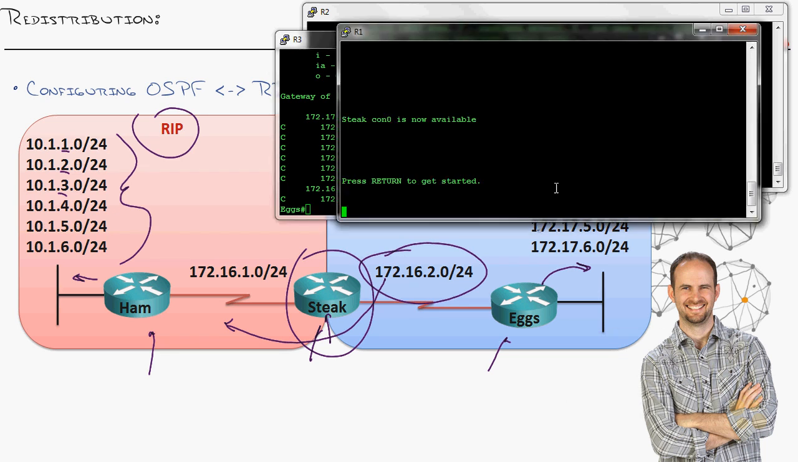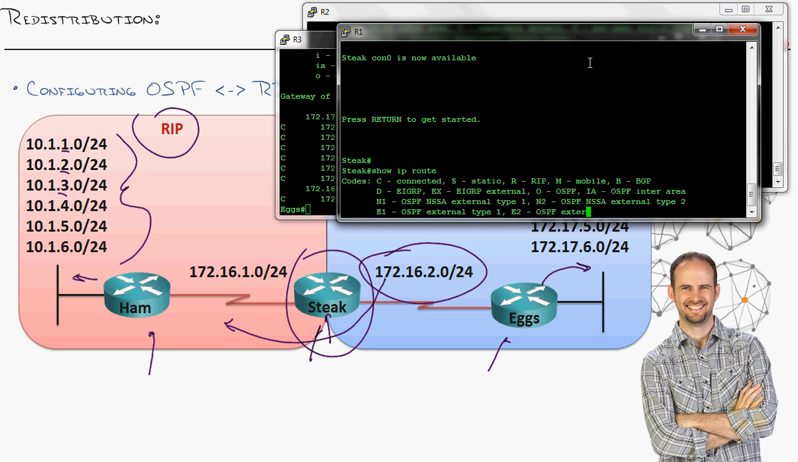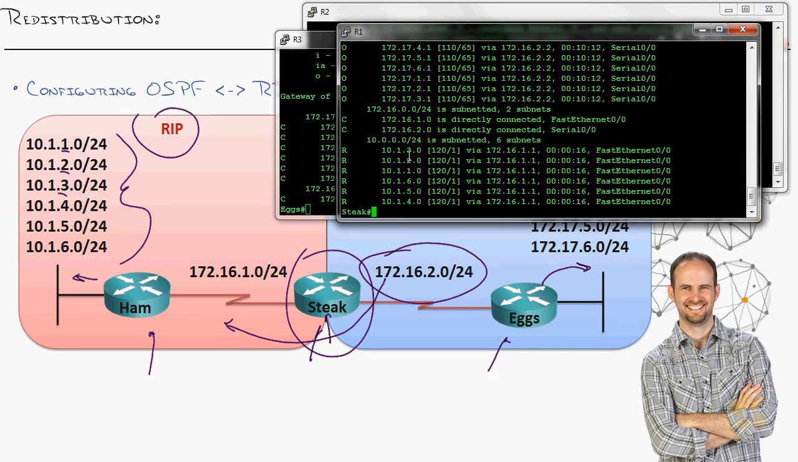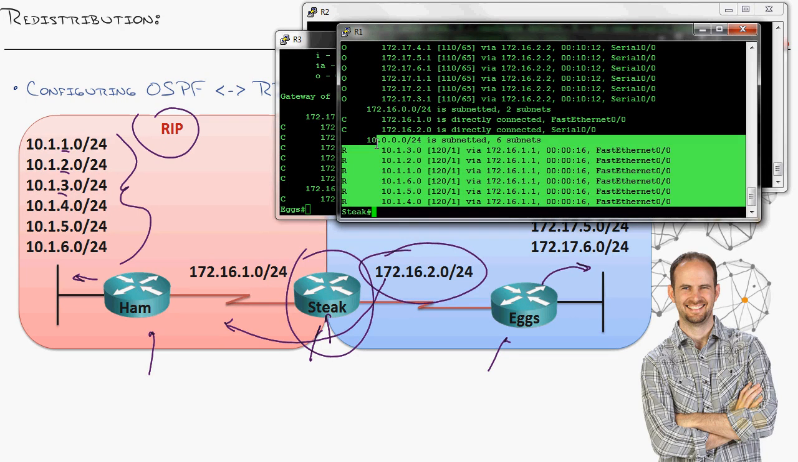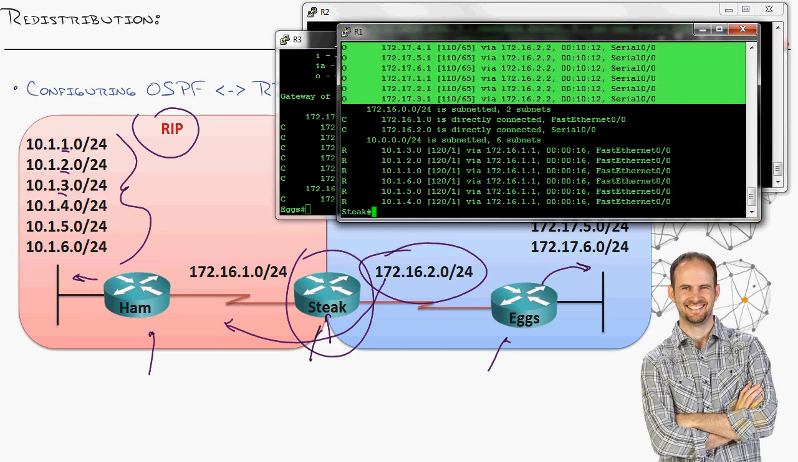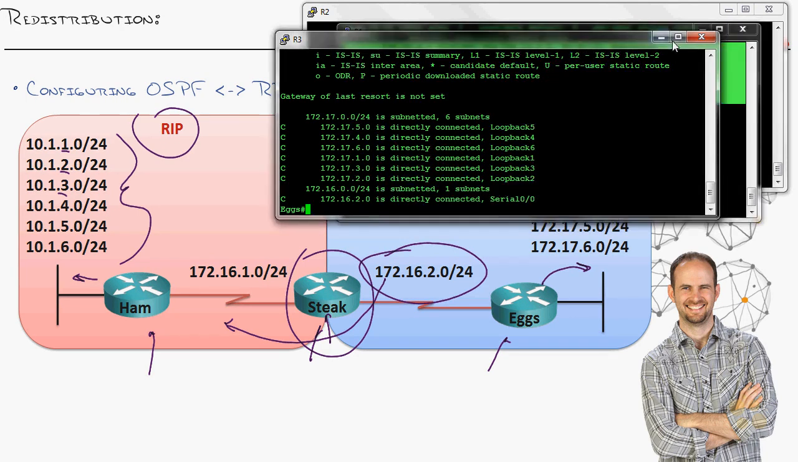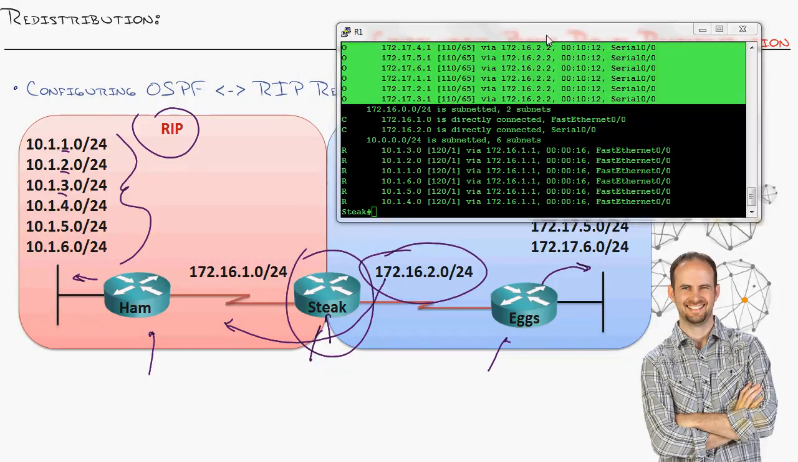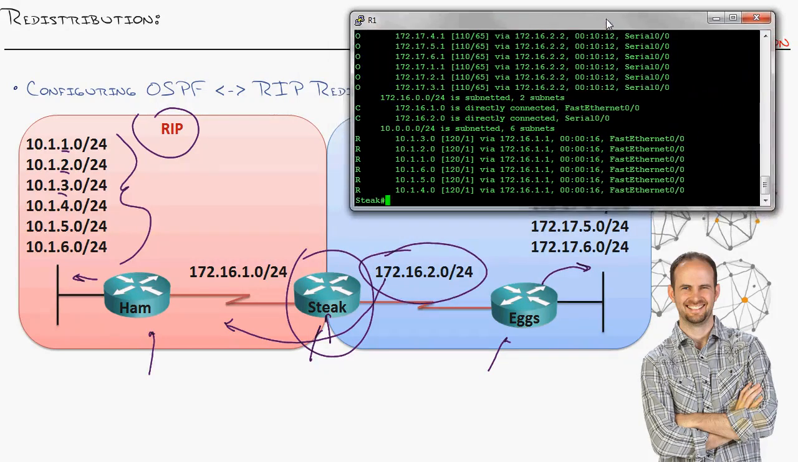And then over here in the middle lies steak, who knows about everything. So I'll do a show IP route. He is informed because he's running both OSPF and RIP. He's getting all these from ham, all these from eggs, right? Everybody feeling good about where we're at right now? Let's do the redistribution. So I'm sitting on the steak router.